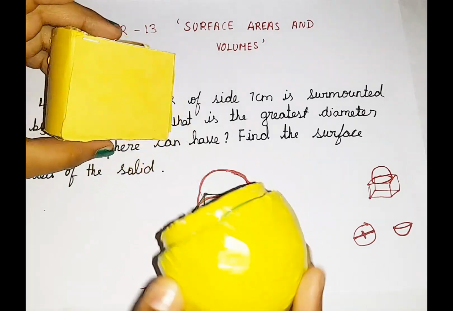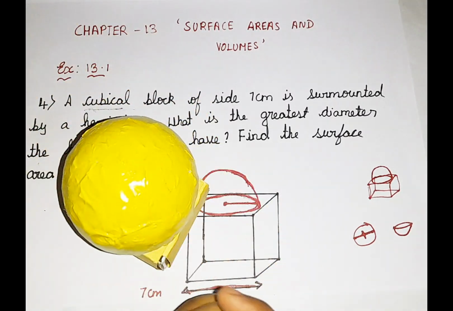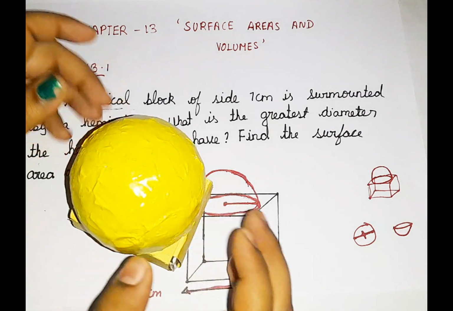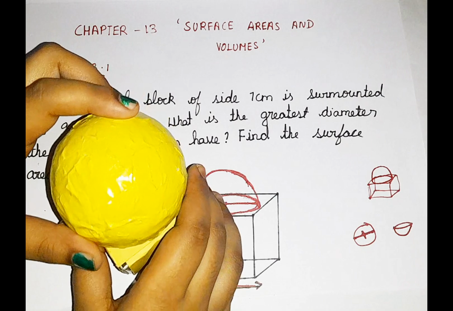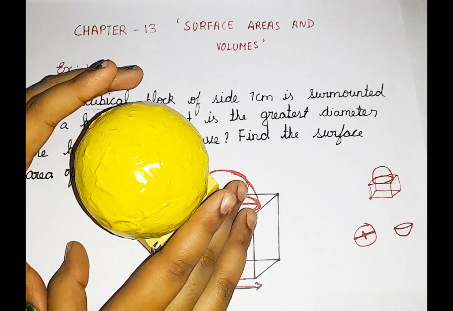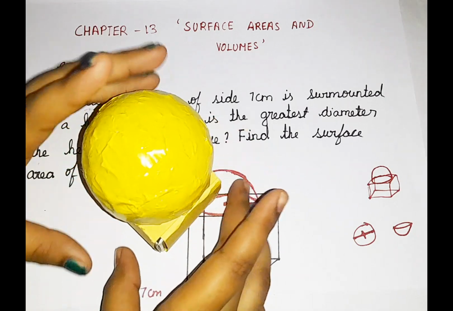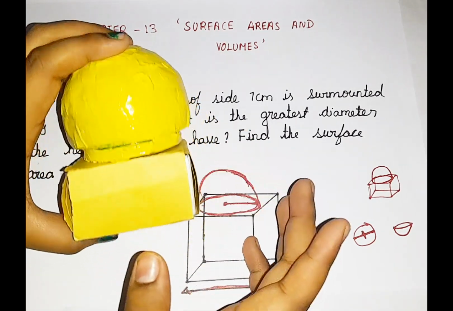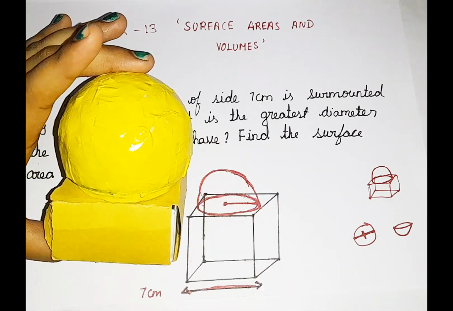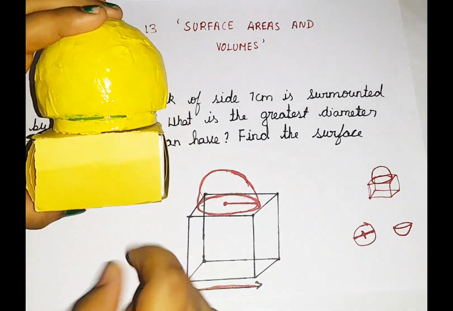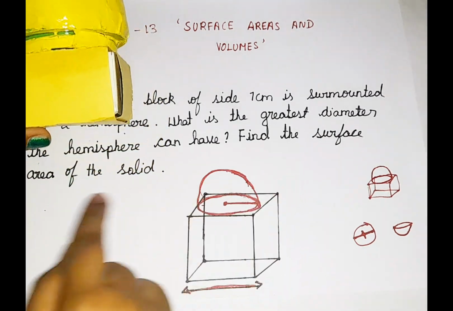Since you know this is a hemisphere surmounted upon a cube, surmounted means it is stuck to the cube as well as the hemisphere. Since it is stuck, we are not supposed to remove it. It should be like this only. We are not supposed to take it separately, because surmounted means attached to it. Now since you know the side is 7 centimeter, we are supposed to find the surface area of the solid.